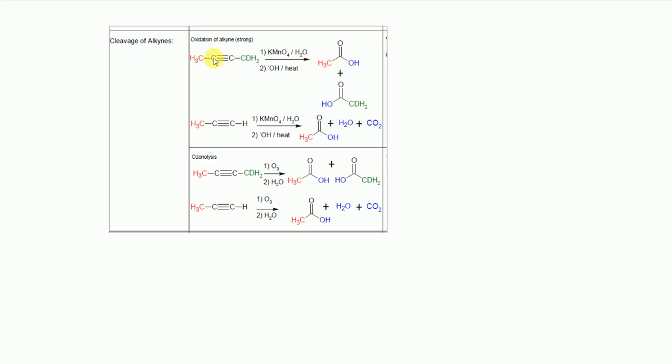Regardless of whether it's terminal or internal, you're always going to have a carboxylic acid. Now, if it's the terminal one, this becomes essentially two OH groups, and it gets degraded into H2O and CO2. And ozonolysis makes the same exact products. So nothing really hard or difficult, just knowing that for triple bonds we have more oxidation essentially happening compared to double bonds.